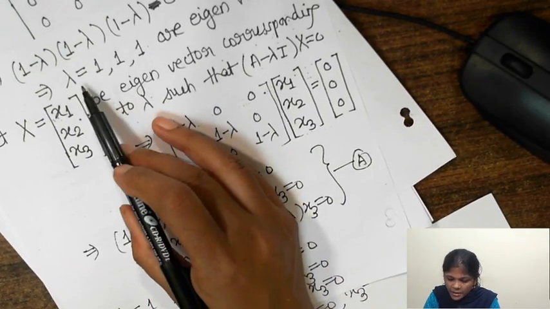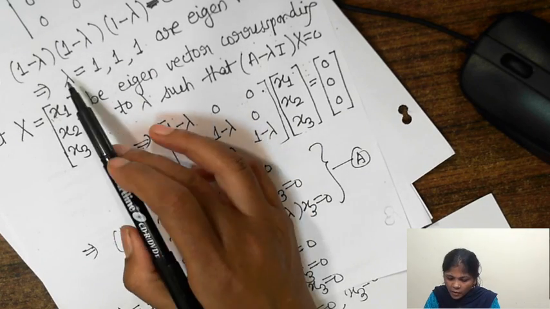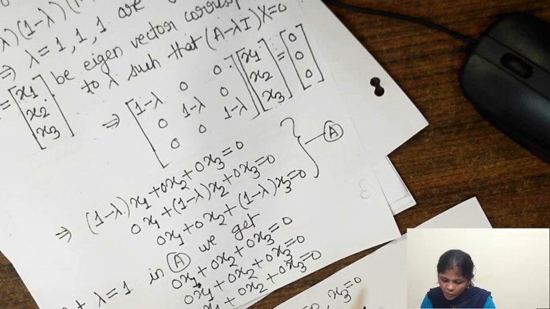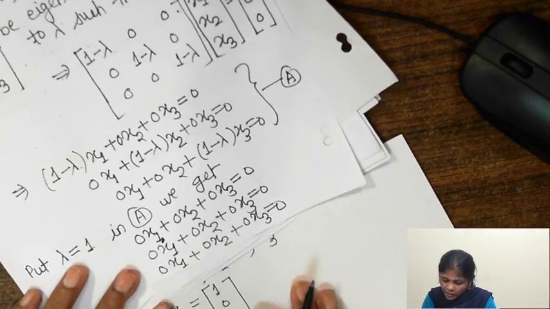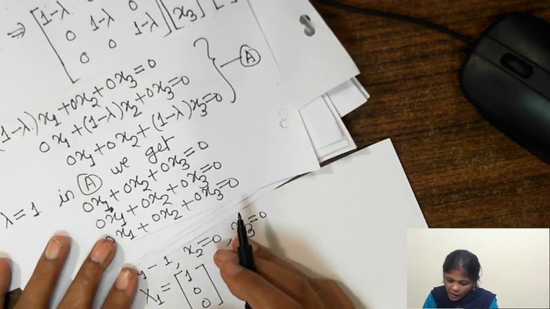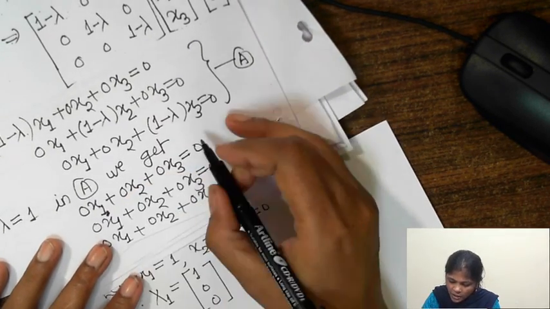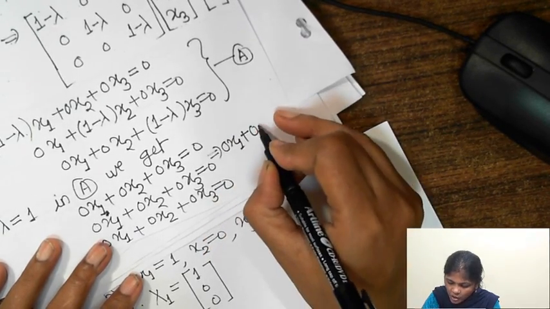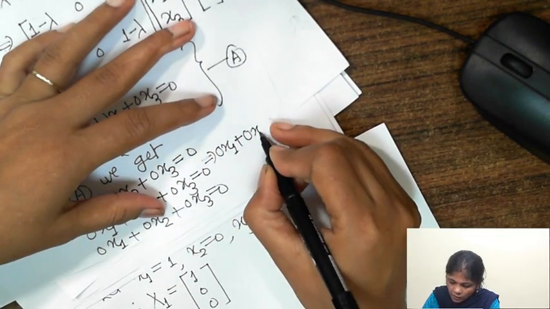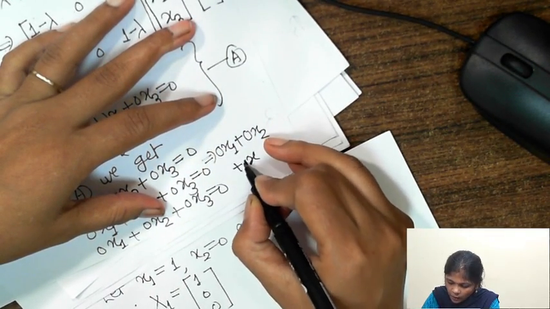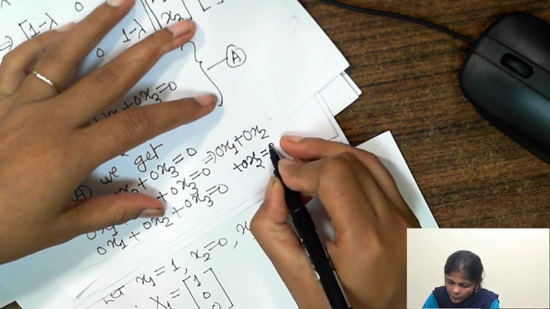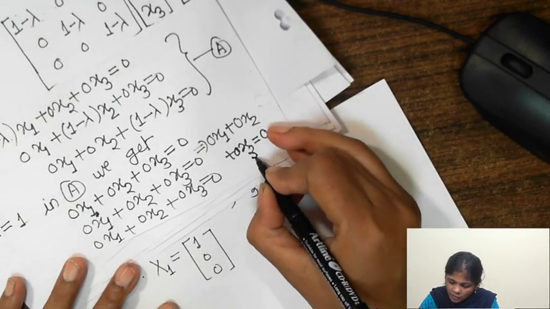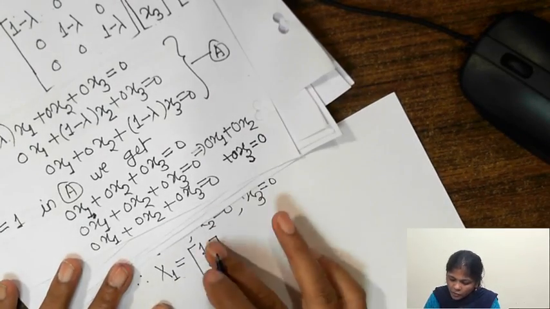Now one more observation we have here: all values of lambda are nothing but 1, 1, 1. At the same time, we want linearly independent eigenvectors. As I said just now, the coefficients of x1, x2, x3 in this equation are nothing but 0, so we have a choice. Either we can take 0 or a non-zero value, because 0 into x1 equal to 0 means the variable x may take any value. So this is for the first eigenvector.